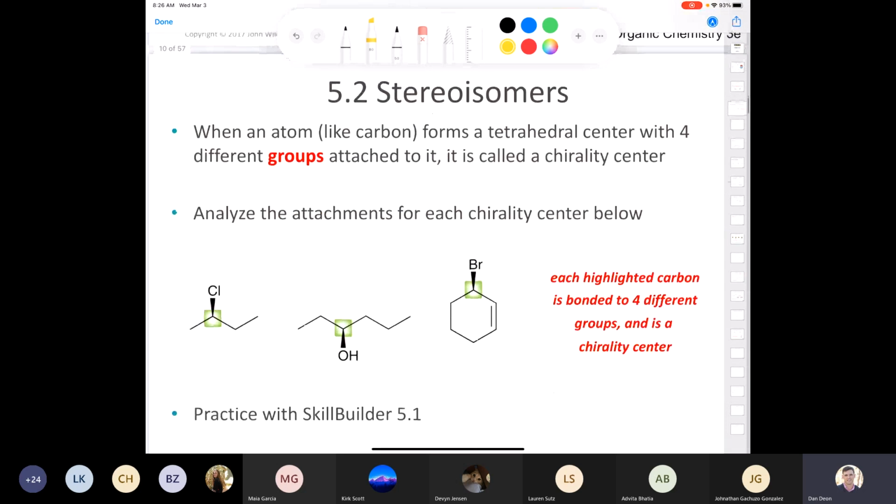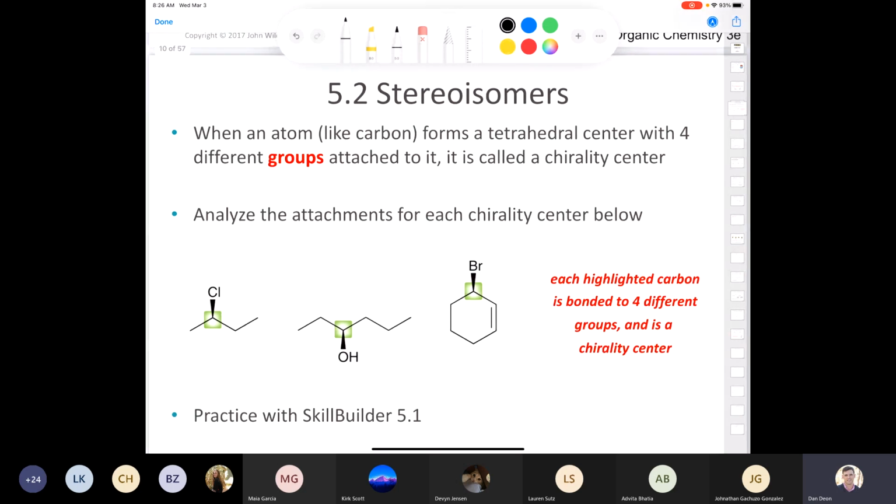Well, how do we describe those? We're going to get to that in a second, but let's talk a little more about chirality. When an atom, like carbon, has a tetrahedral center, so sp3 hybridized, with 4 different groups, it's called a chirality center. Sometimes we call it a chiral center, or sometimes it's called an asymmetric center, right? Organic chemists love to have more than one way to describe everything to make themselves feel good, right?